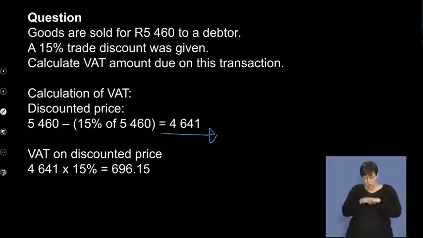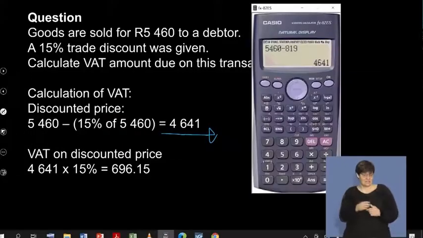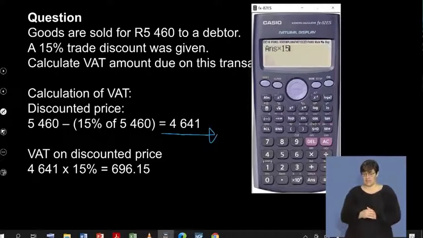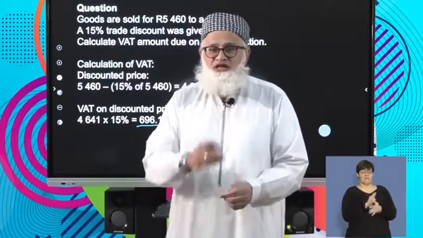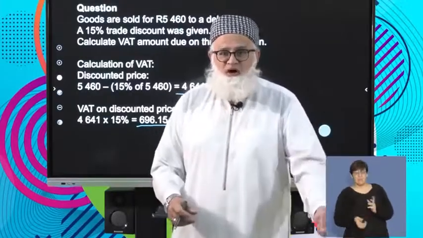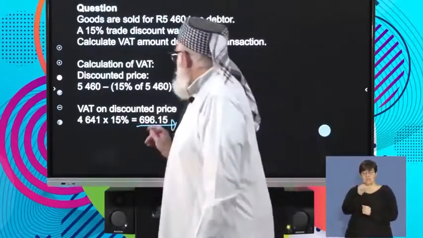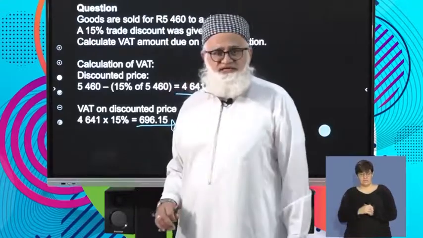Right, next step. What do we now do? Now we work out the VAT on that figure, and this is what we do. 4641 times the 15%, and this will give you your VAT amount, which is 696.15. There we go. There's your VAT amount of 696.15. In other words, you took your net invoice price and then you charged the 15% VAT on that amount to give you your VAT amount of 696.15. Okay.